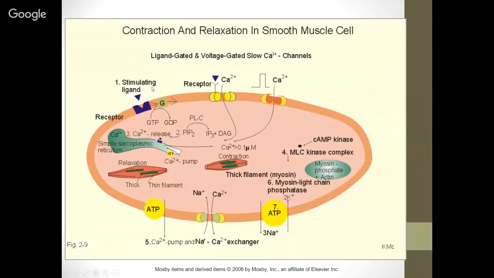So contraction and relaxation in a smooth muscle cell, we have this picture of the cell and what's happening. Do I need you to recognize every step of the process? No, I don't. What I need you to recognize is that there is a stimulating ligand, something that connects with the receptor, and it causes things to happen. What it causes to happen is calcium comes into the cell. We need calcium in the cell for the contraction, okay? And this contraction does take energy. You knew that it takes energy to contract your muscles. This is nothing new for you to remember.